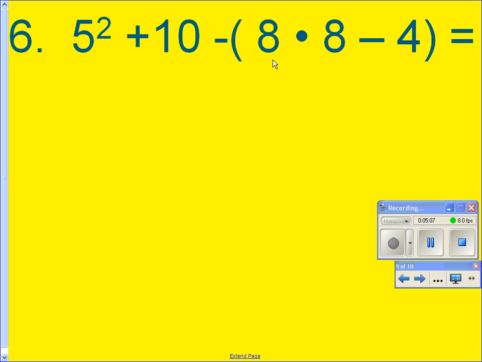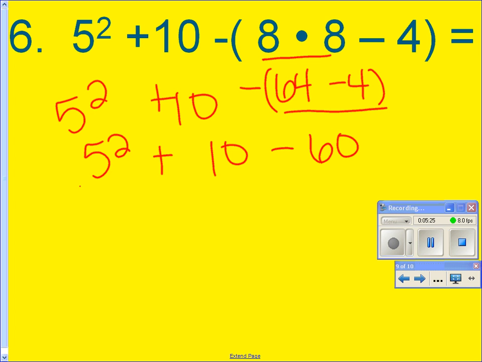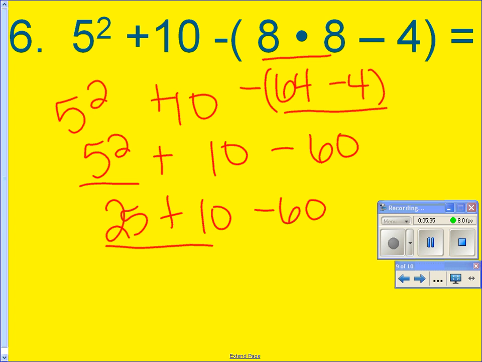Okay, so checking your answers. 8 times 8 is 64. Bring everything down. Then 64 minus 4 is 60. Bring everything down. Next step is the exponents. 5 squared, that means 5 times 5, which is 25. Bring everything down. The next step, 25 plus 10 is 35. Bring down the minus 60.